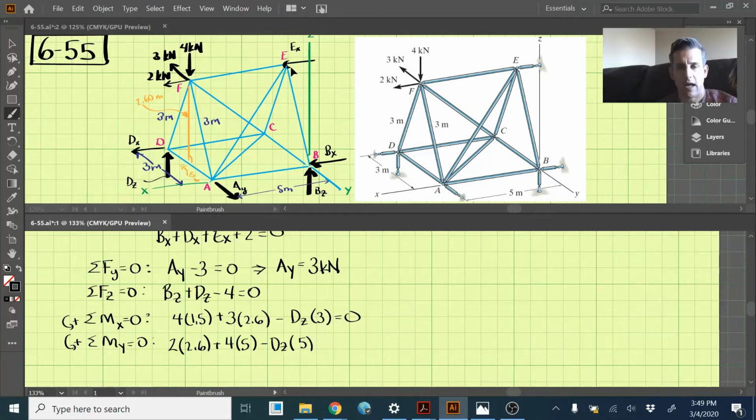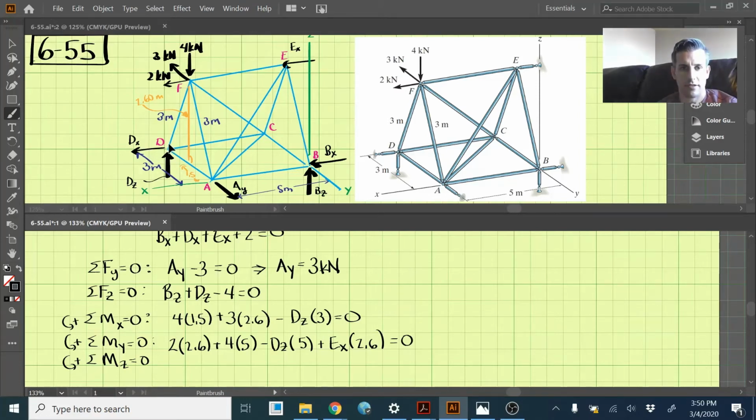And then we also have this EX up here, which is going to create a moment, and that moment will be a counterclockwise moment. So we have EX, and the distance that is acting away is this vertical distance here, which should be the same distance as in the front, which is 2.6 meters there. All right, and set those equal to 0.